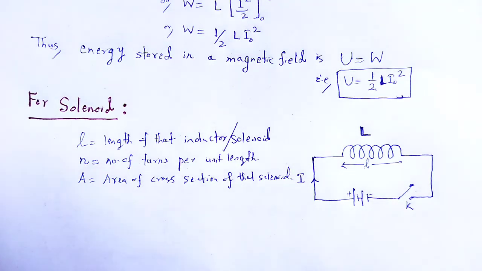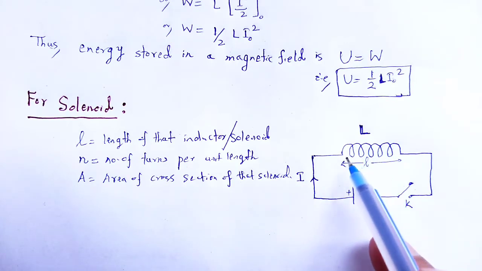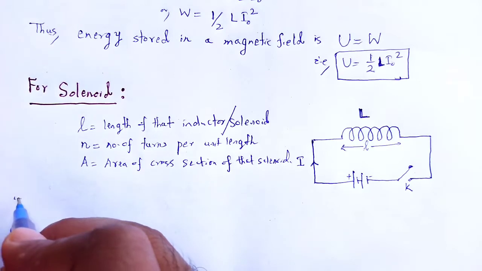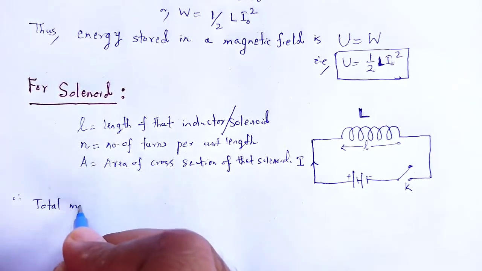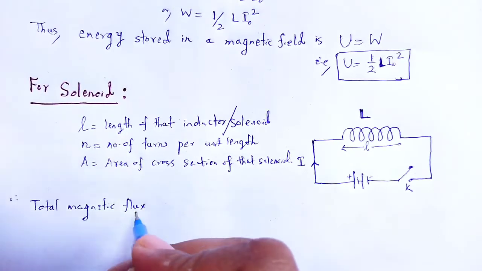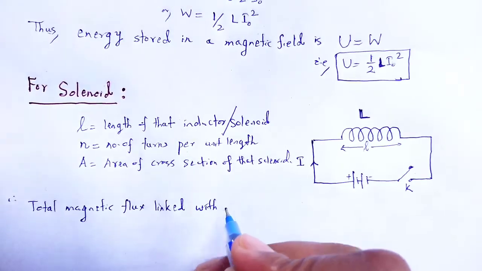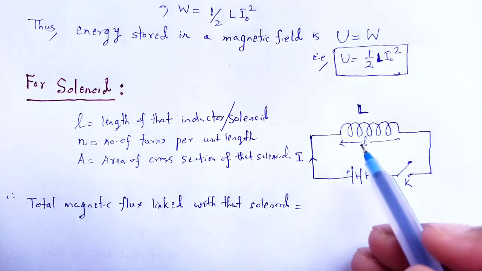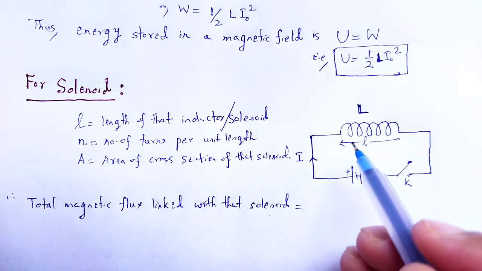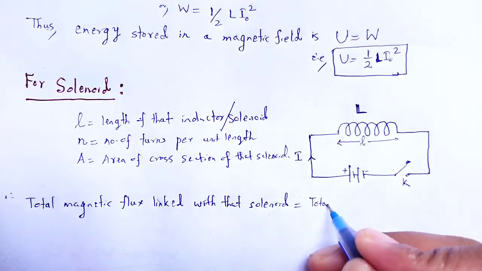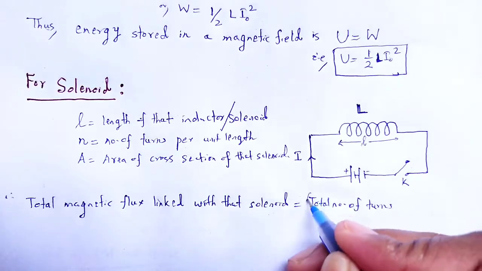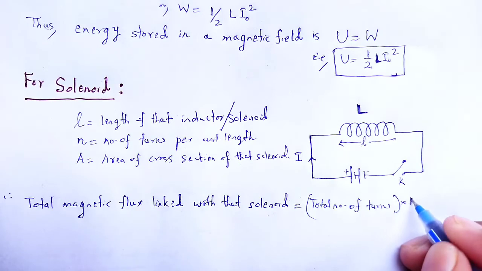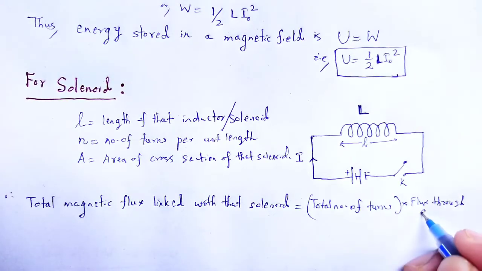Therefore, the total magnetic flux linked with that solenoid is equal to the total number of turns times the flux through each turn.